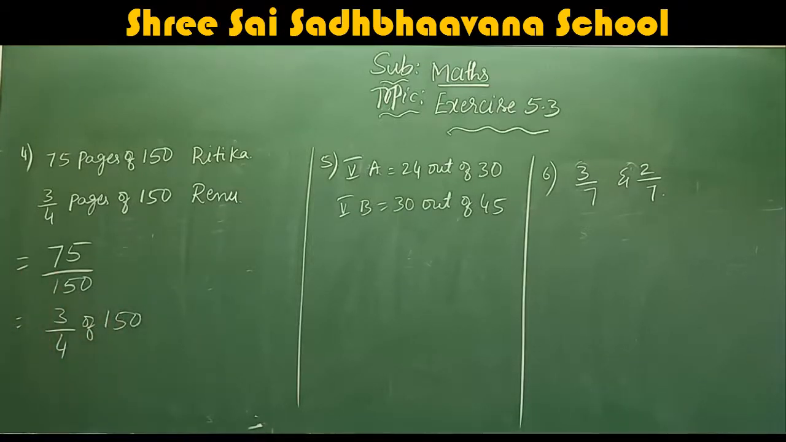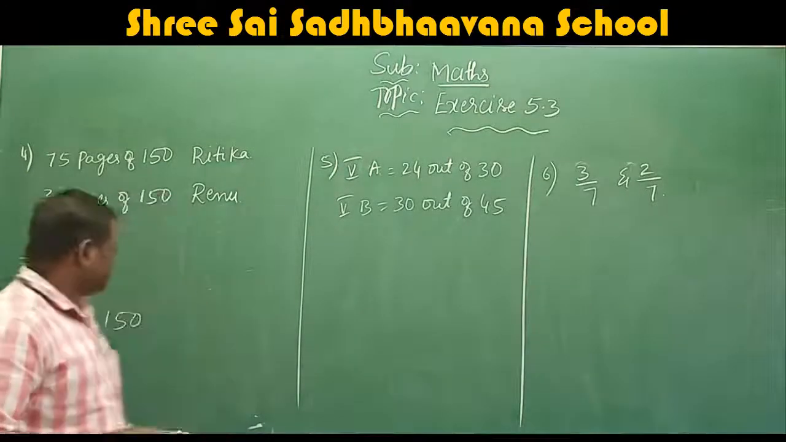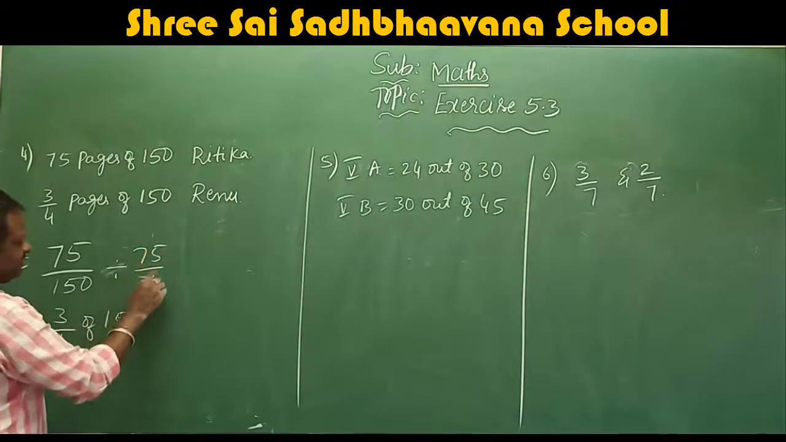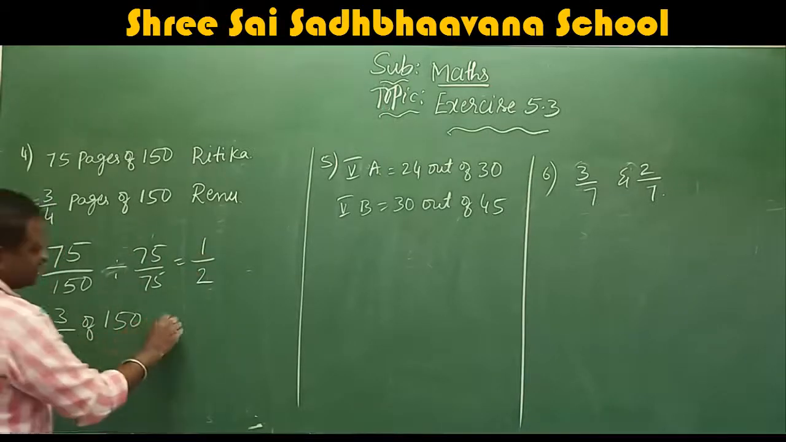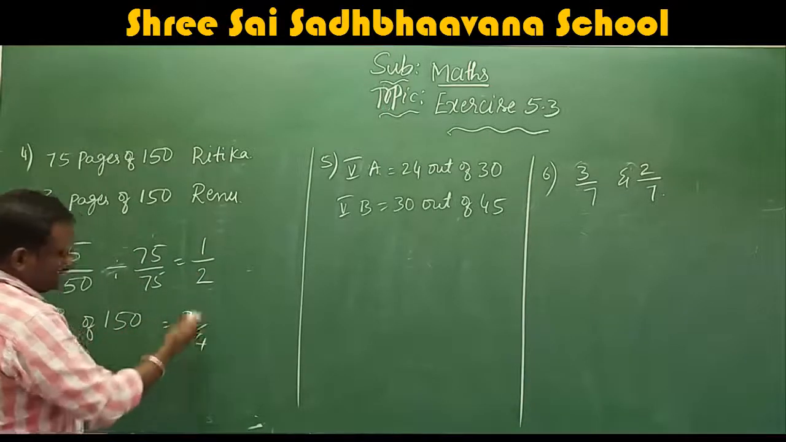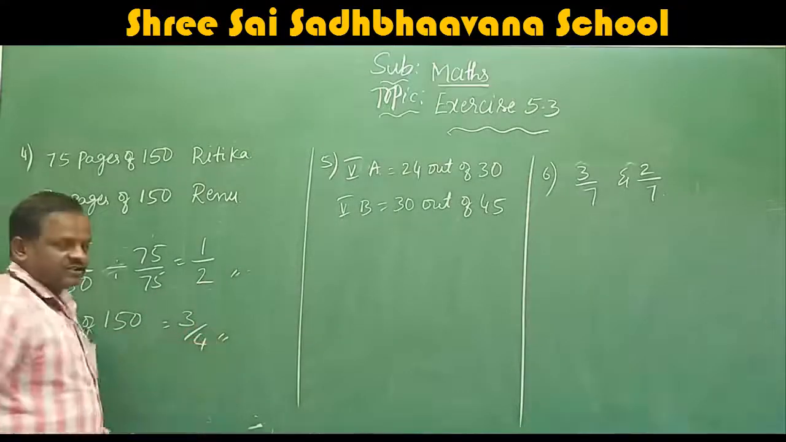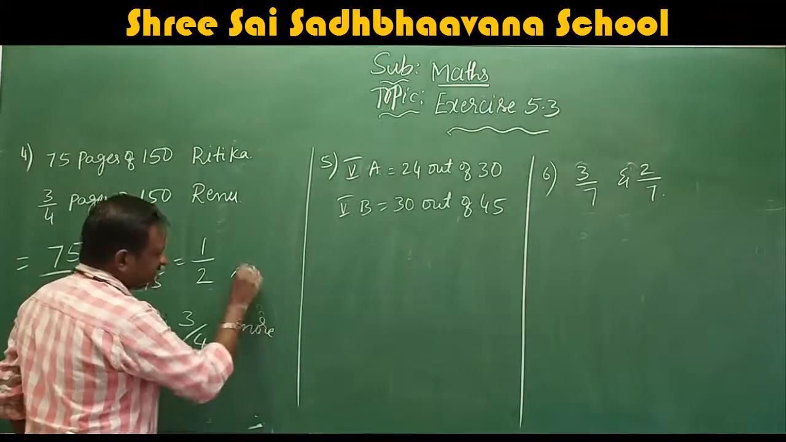75 by 150 means this is exactly half. 75 is half of the 150, or if you have doubt, just divide this by 75. 75 ones are 75, 75 twos are 150. Here it is 3 by 4. Here itself we will compare. This is half, this is 3 by 4. This is more, this is small.